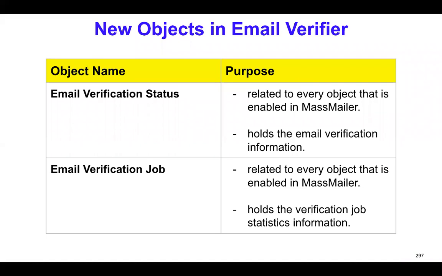So let's say you want to validate emails in a campaign, and the campaign has, say, 1,000 campaign members. There would be only one verification job if you want to validate all those 1,000 campaign members. And that verification job is stored as a related object to the campaign. So that's how it is tracked.